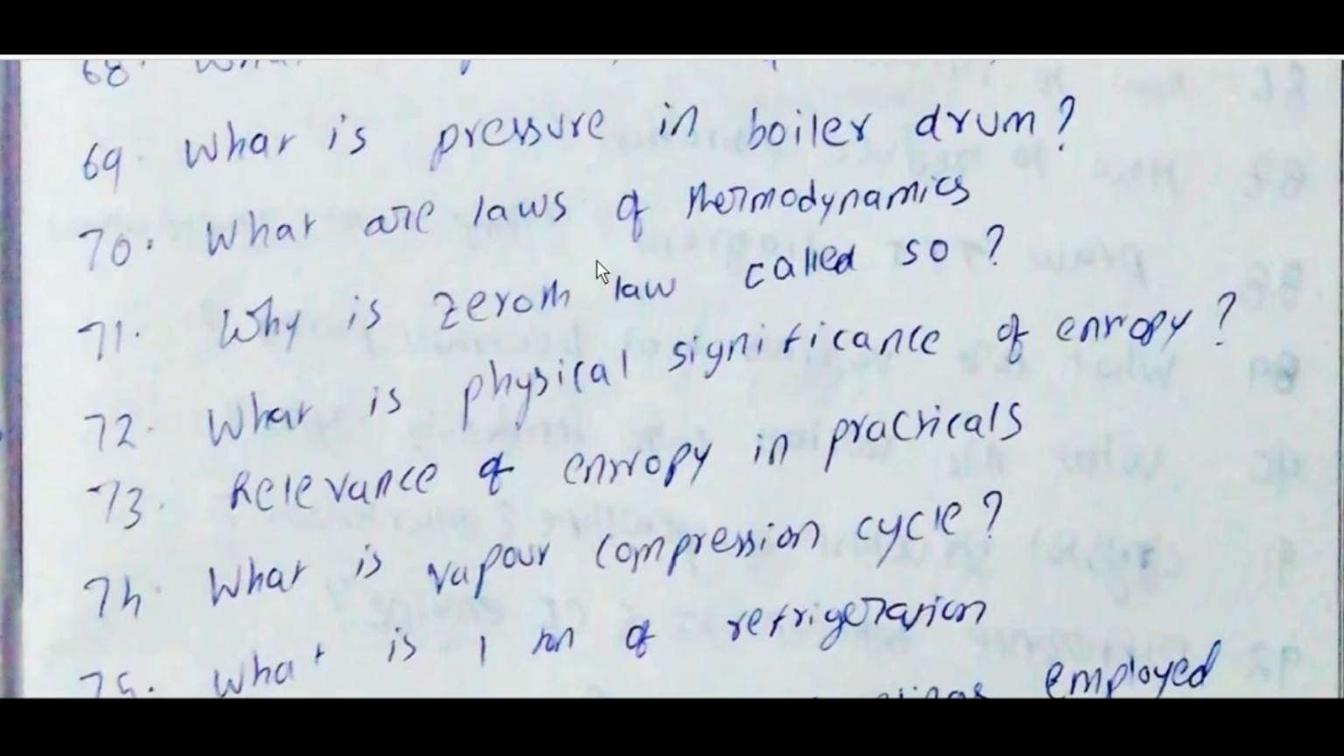Why is the zeroth law called so? Because the zeroth law was stated after the first three laws, but it is more basic than the first three laws. So we have to put it before the first law.